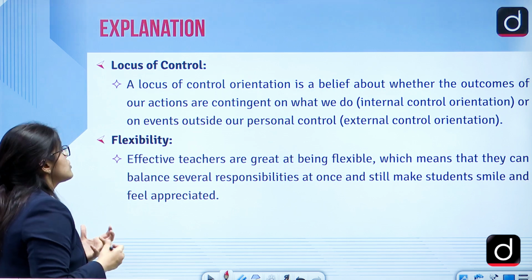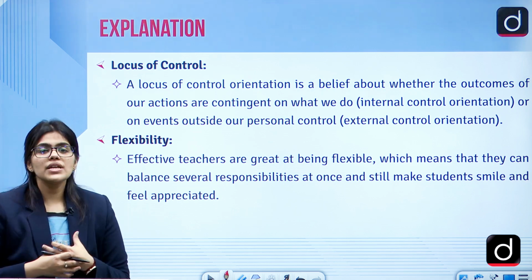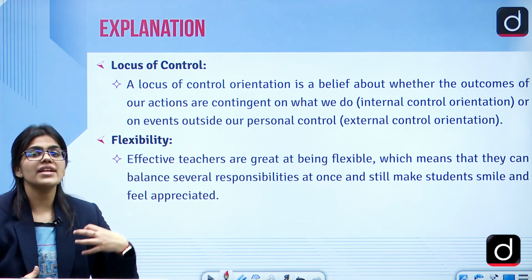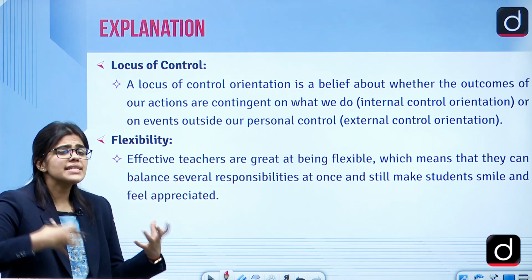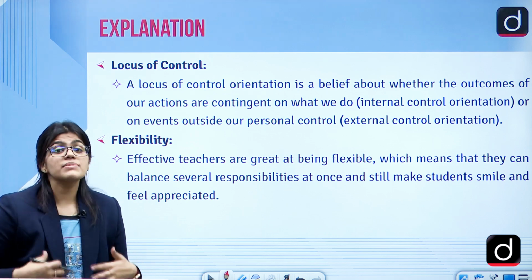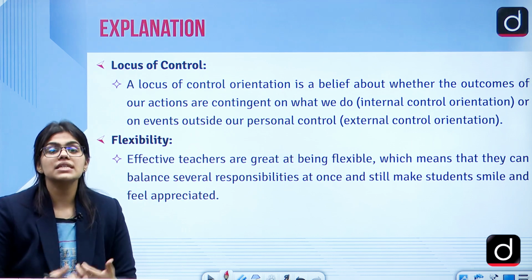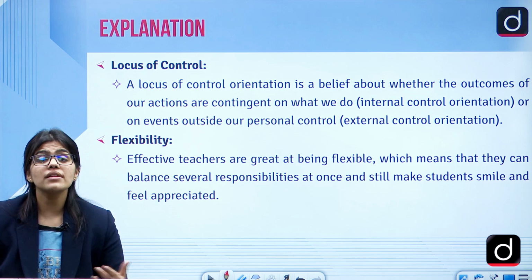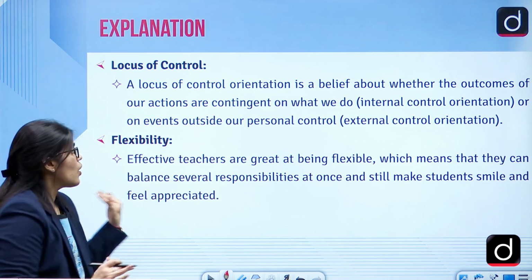Then we have the locus of control. The locus of control is basically whether I have an internal or external control orientation. So am I getting motivated by someone else? That will be external. If I'm self-motivated, that will be internal. So the locus of control is the amount of motivation and where the motivation is coming from, outside or inside.